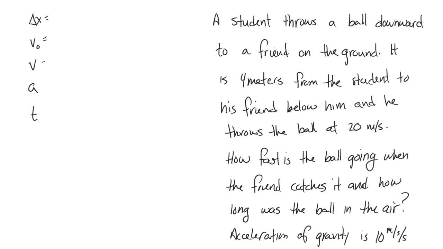Put together a list of the things that you have been given. You can sort them by their units. 20 meters per second. It's got to be a velocity, and it's the velocity that he starts with. 4 meters. It's got to be displacement. It's in meters. 10 meters per second squared.